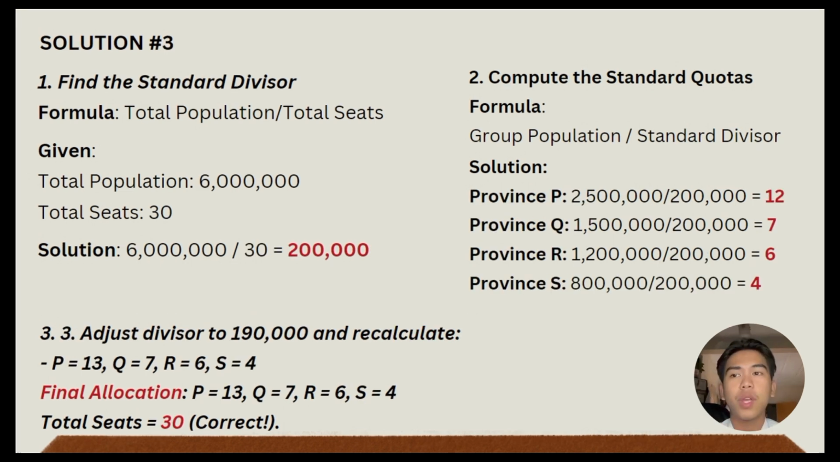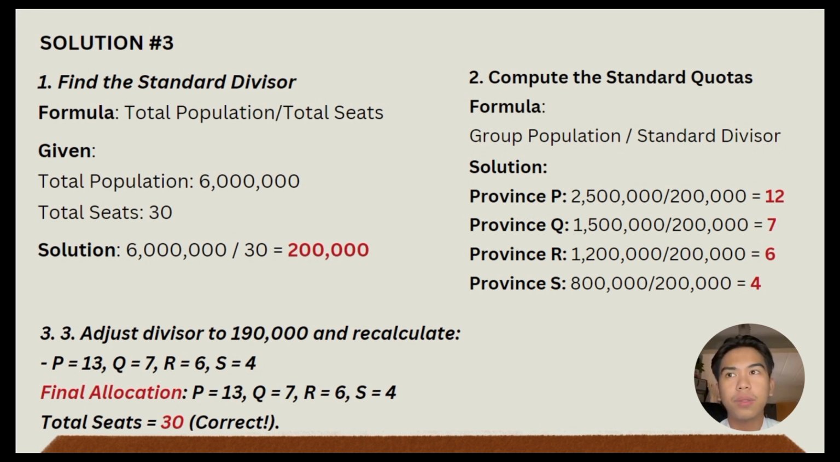So we're going to move on to example number 3, which is the larger population. Now let's distribute 30 seats among 4 provinces with a population of 6 million. First we find the divisor. 6 million divided by 30 equals 200,000.